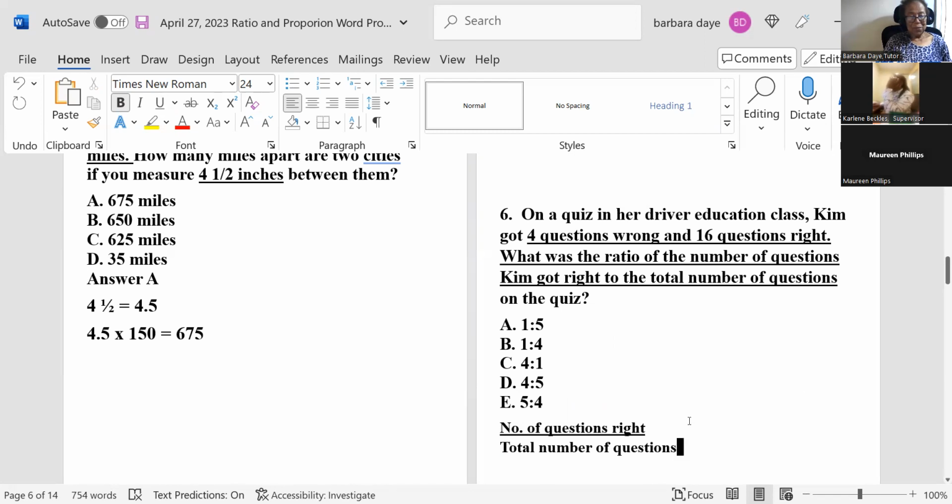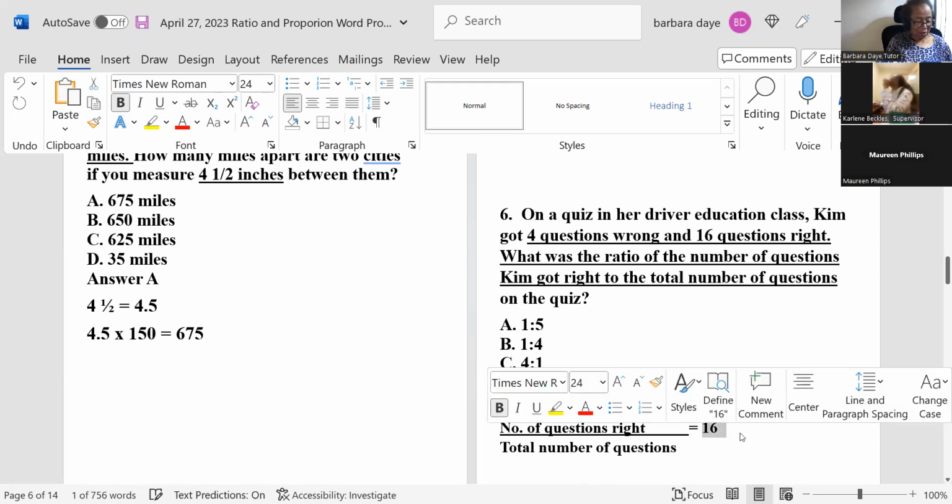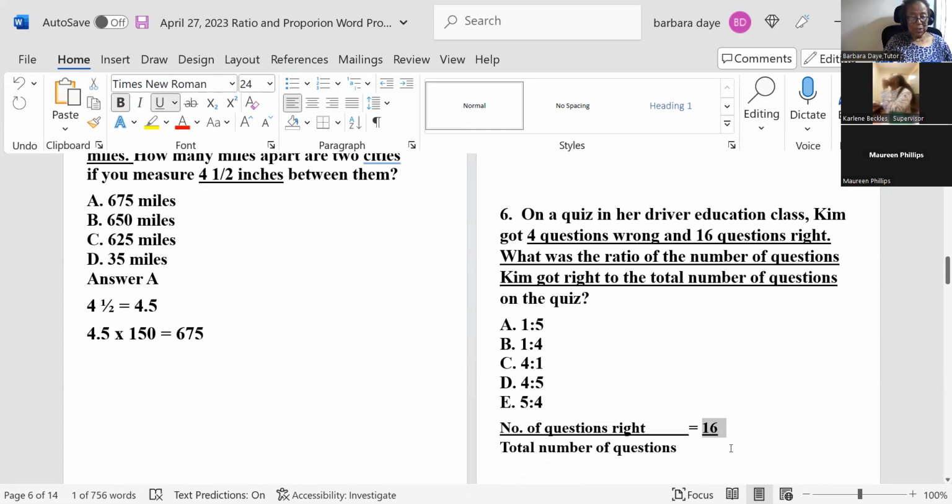So what would that be equal to, Maureen? When you put numbers in here, how many did she have right? 16, right? What's the total number of questions? That's right, 4 plus 16. So this would be over 20. So what does that simplify to?